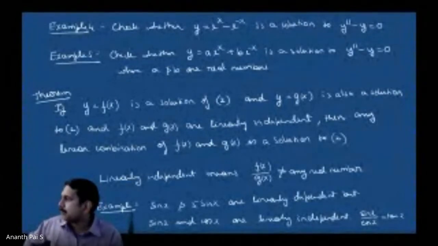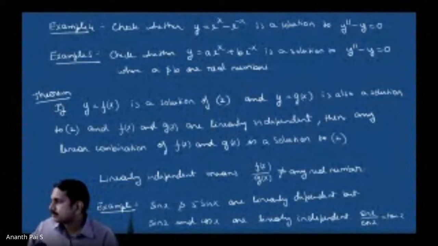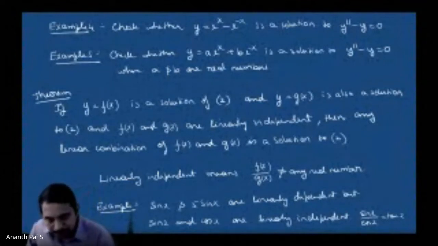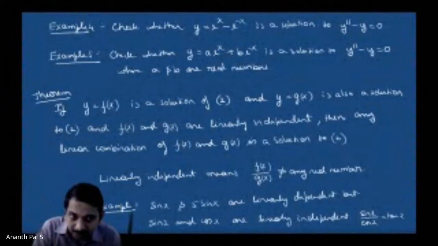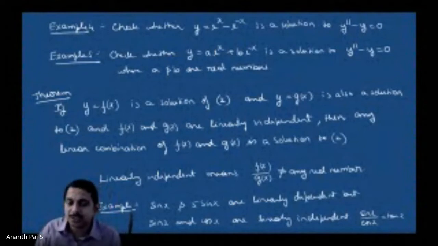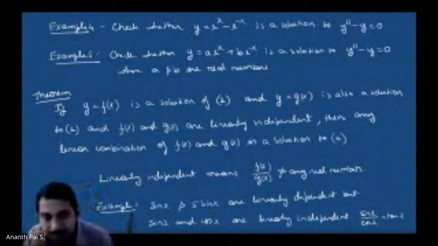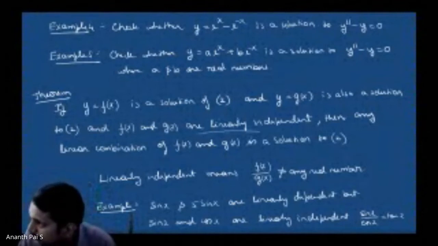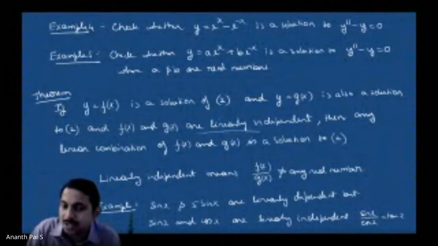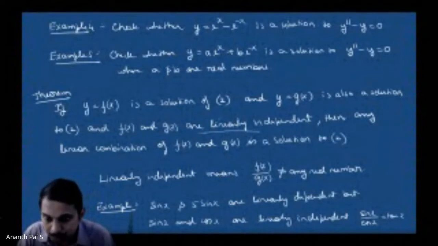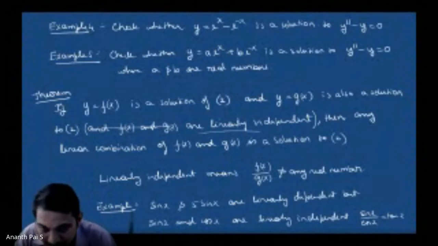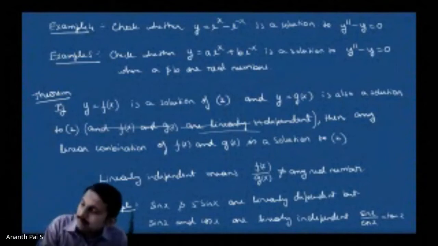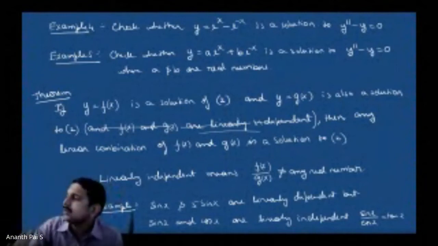Exactly. One should not be a multiple of the other. Even if it is a multiple, that will be a solution, but there is something more. If f of x and g of x are linearly independent, then any linear combination of f of x and g of x is also a solution. Actually, in this theorem, even though they are not linearly independent, the linear combination will still be a solution. So this is not required. It's also a solution to 2. Just cut this, purposefully we can do this. This is not required to be linearly independent. Even if it is not linearly independent, the linear combination of both of them will become a solution.